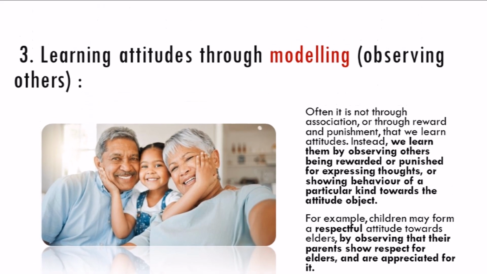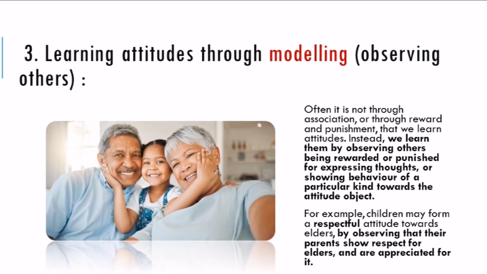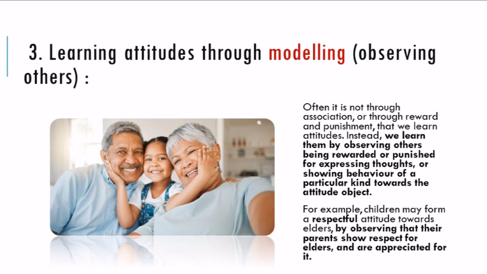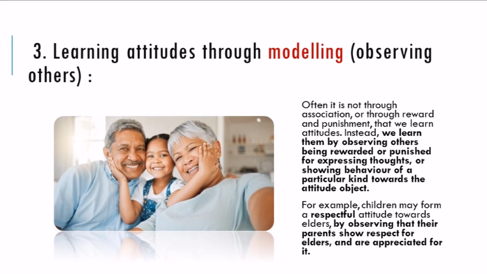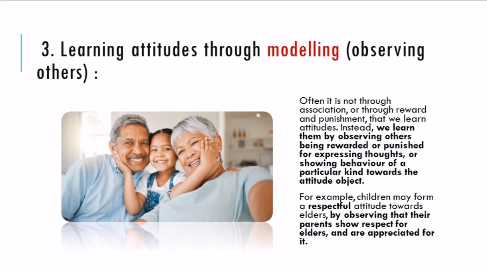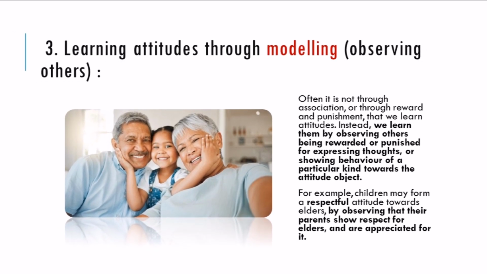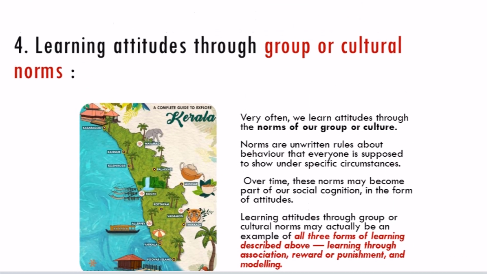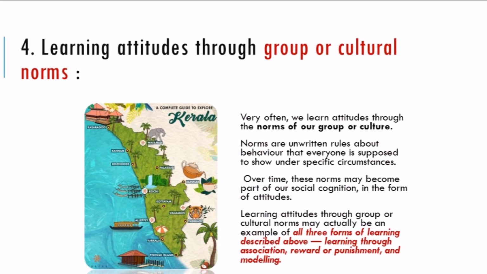3. Learning attitudes through modeling, observing others. We often learn attitudes by observing how others are rewarded or punished for their behaviors. For instance, children may develop a respectful attitude towards elders by watching their parents show respect and receive appreciation for it.